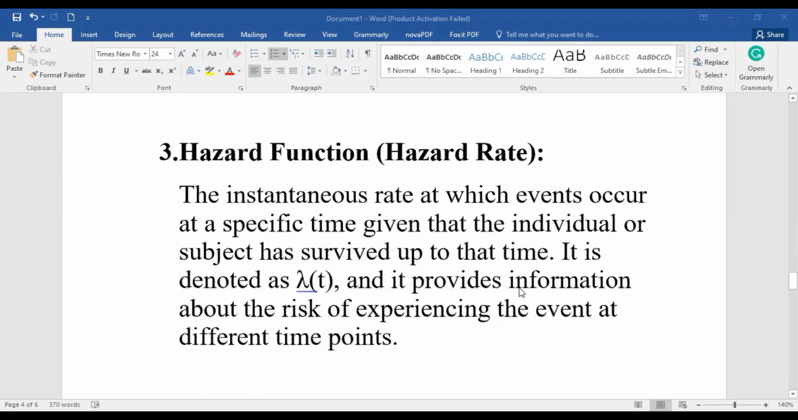Now, the third term, which is hazard function or hazard rate, is the instantaneous rate at which events occur at a specific time, given that the individual or subject has survived up to that time. It is denoted by lambda(t) and provides information about the risk of experiencing the events at different time points. And so if we are supposed to provide a risk at a particular time point in an experiment or in a study, the hazard function or the hazard rate would be very informative in providing that information.